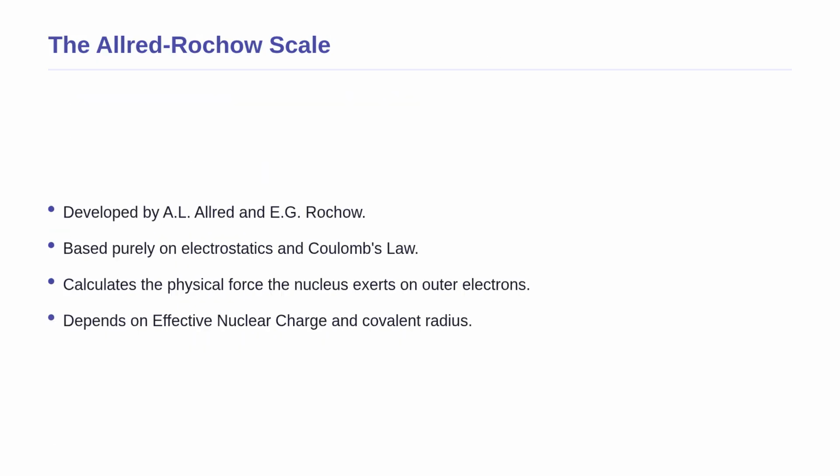A third major way to calculate electronegativity was developed by Allred and Rochow. They viewed the problem purely through the lens of electrostatics, the physics of positive and negative charges attracting each other. They argued that electronegativity is simply the actual physical force that the positively charged nucleus exerts on an electron at the outer edge of the atom. By treating the atom like a tiny magnet, they used Coulomb's law to calculate this force, which depends on the effective nuclear charge pulling the electron and the covalent radius, which is the distance to the bond.